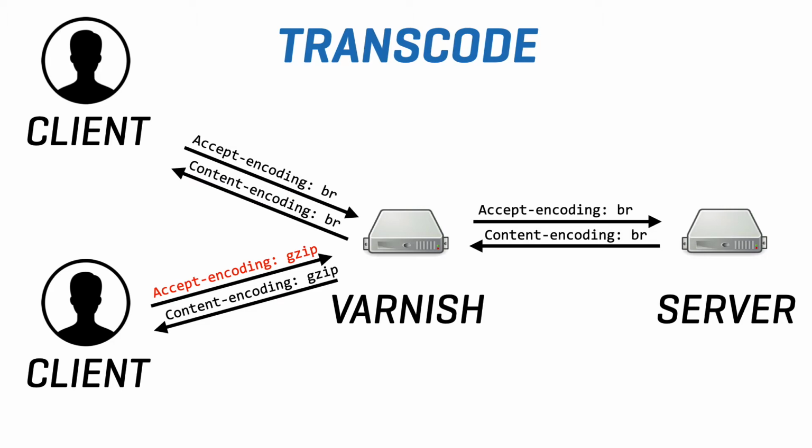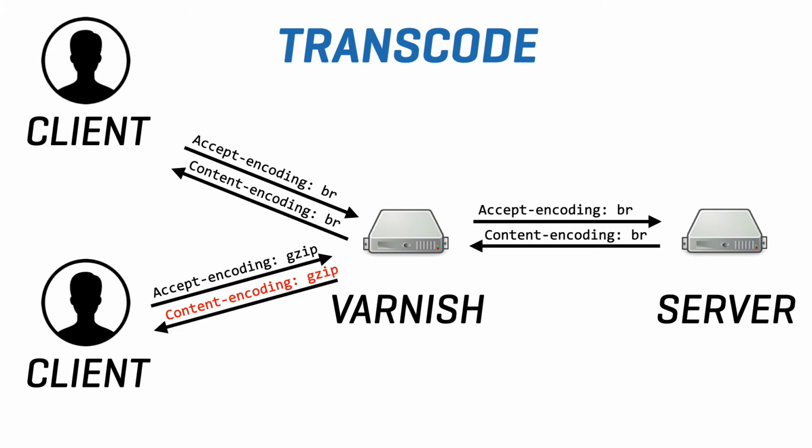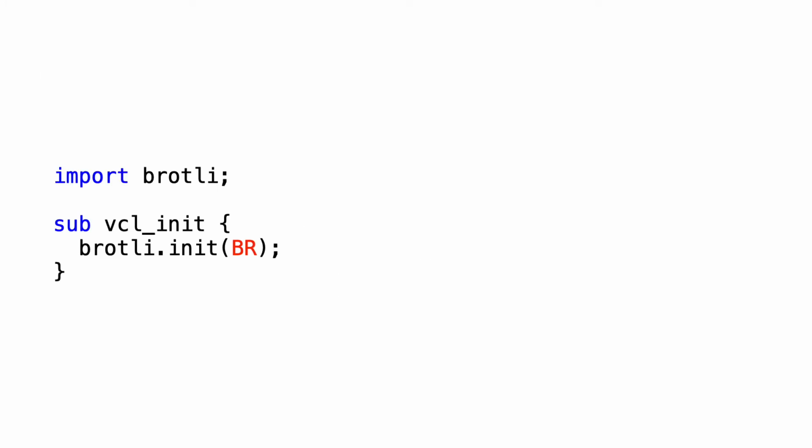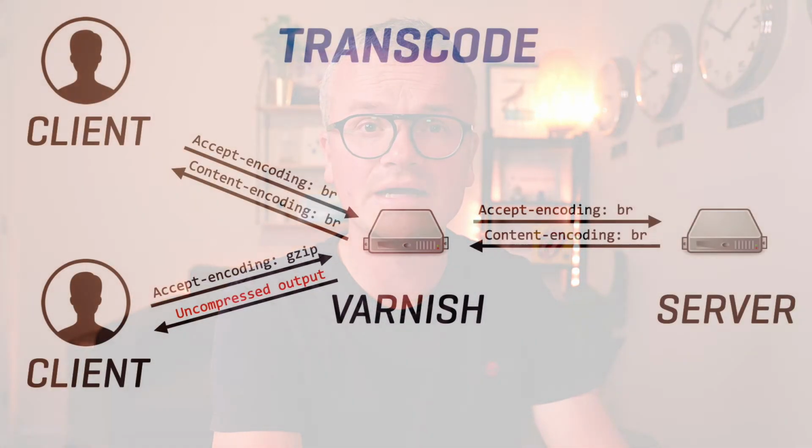Meanwhile, another client that doesn't support Brotli but only supports gzip sends a request for the very same resource. That is cached by now. But because we initialized Brotli with both as accepted values, and because we enabled transcoding, a gzip encoded format, or gzip transcoded format rather, will be sent to the client. If we initialize the Brotli VMOD by only accepting Brotli as a valid accept encoding value, and by not enabling transcoding, the situation will look slightly different. Have a look at the following diagram.